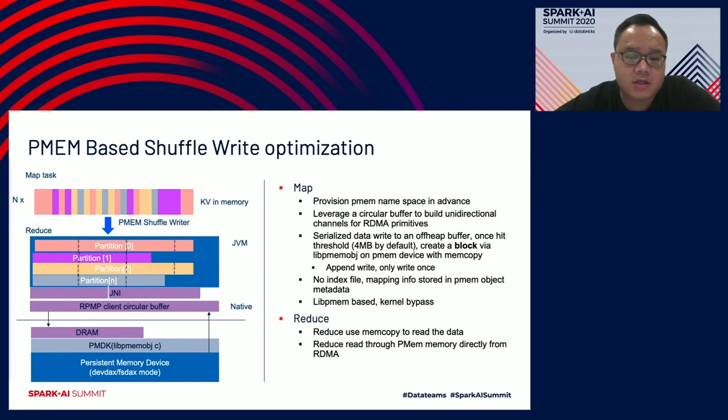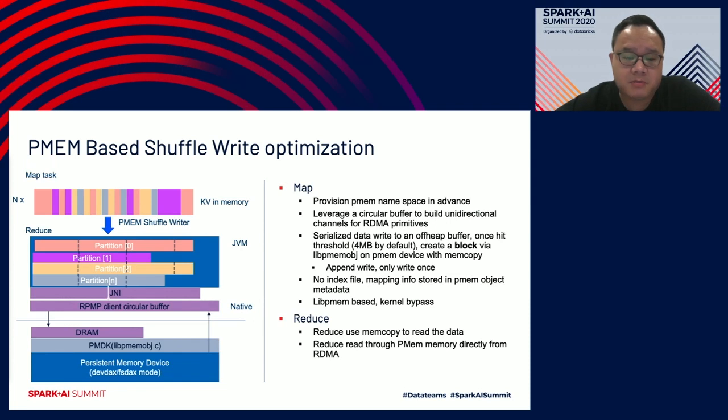We will serialize the data to an off-heap buffer, and once it hits the predefined threshold, it will create a block through lib pmemory object, and then use a memory copy to write the data to the persistent memory. So this new implementation is append write, and only write once. So there will be no need for index files because we can save the information in the lib pmemory object metadata.